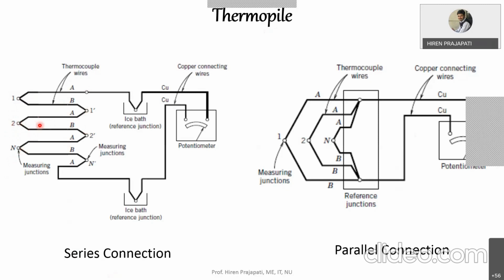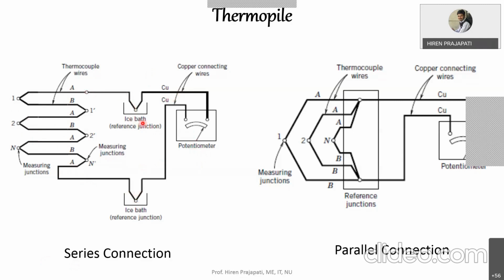The purpose is, if these are all connected in series, then the voltage swing produced will be n times the voltage swing produced by a single thermocouple, right? So for magnification of response, for increasing the sensitivity, we use a series connection of thermocouples. And if you look, this A thermocouple is kept in an ice bath. Again this AN is kept in the ice bath, and from the ice bath we have copper lead wires which are connected to a potentiometer for voltage measurement.